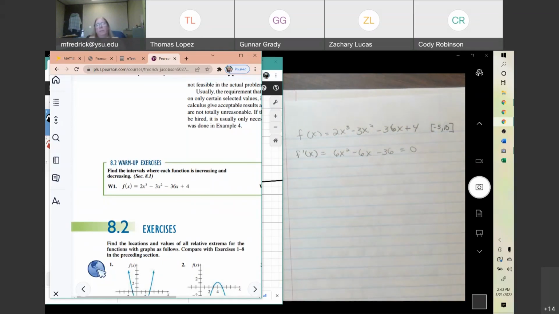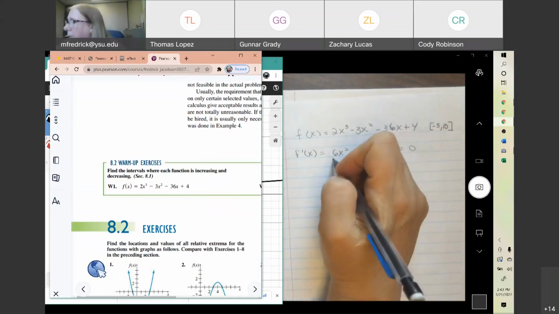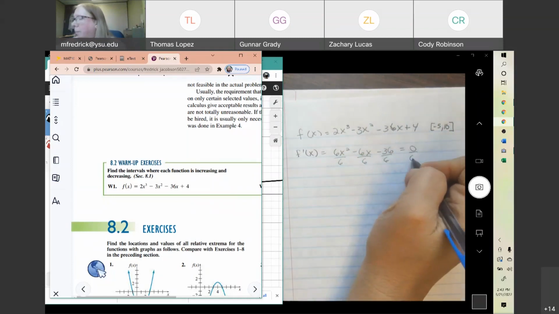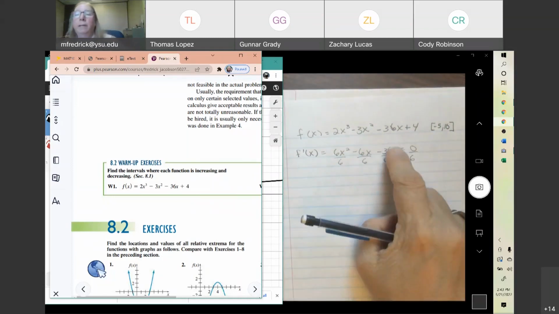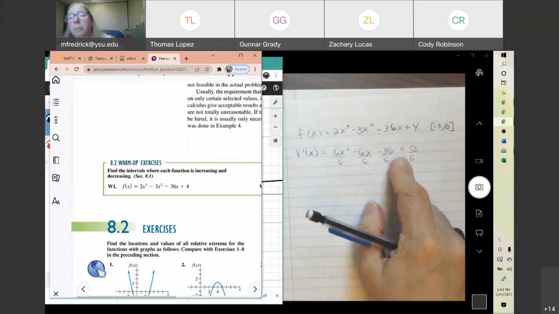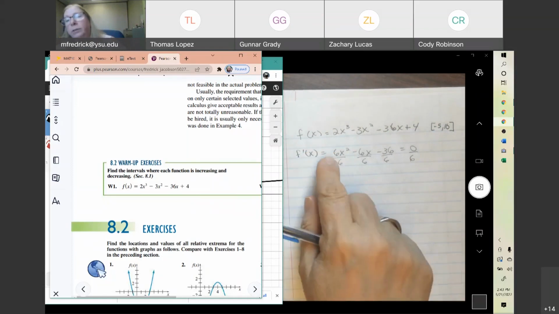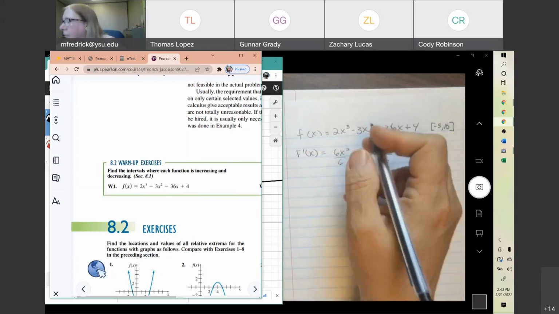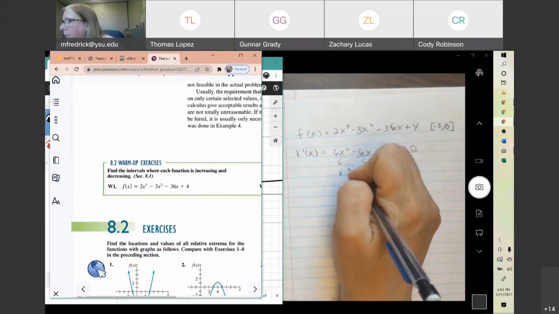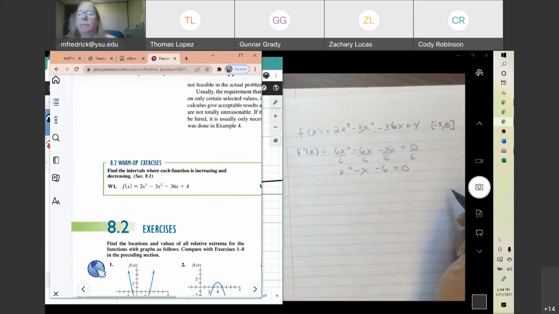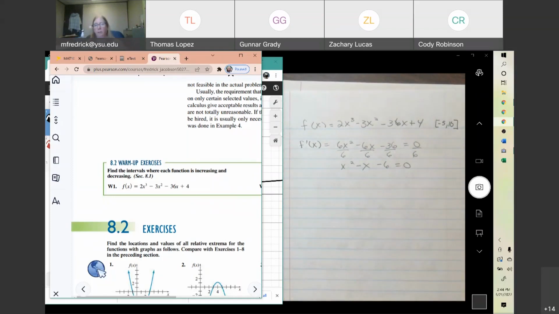Now this one's not too hard to factor, even though we see the 6 at the beginning. Notice we can divide it out. So we can divide all of these by 6. Now you can only do that when you have an equation, an equal sign. If you were just factoring, then you'd have to pull the 6 out. You couldn't just divide it. X squared minus x minus 6 equals 0. Any questions on that part?